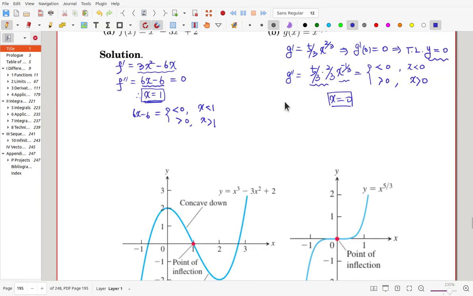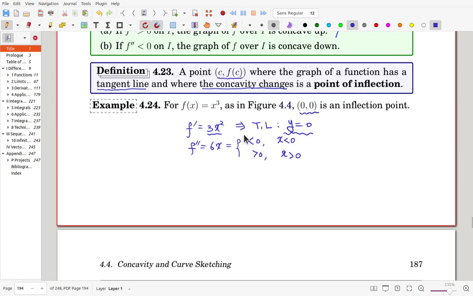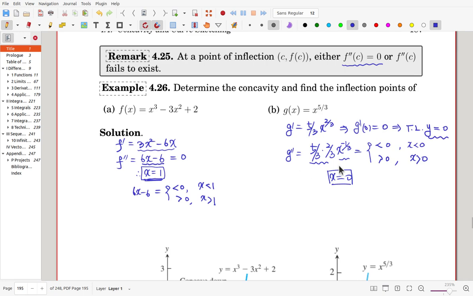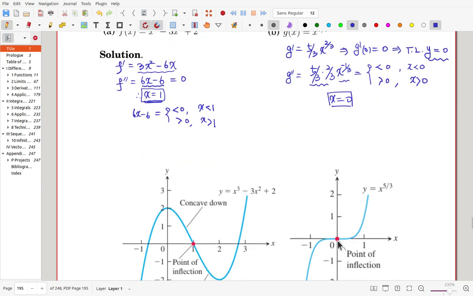Okay, so these two conditions are satisfied, having a tangent line and the concavity changing, so the point (0, 0) is an inflection point. But here at the point the second derivative doesn't exist, since once x equals 0 the value goes to infinity, so the second derivative doesn't exist. But here we have an inflection point.